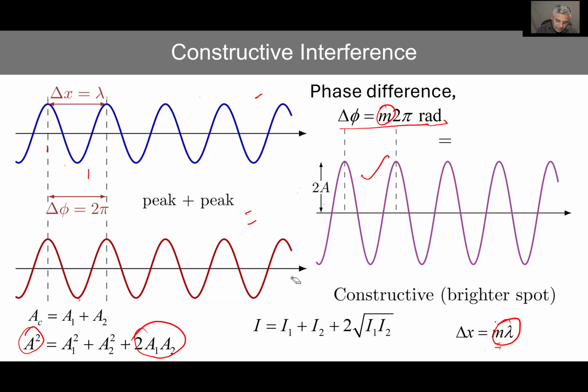So we can write something like this. Since I is proportional to A squared, A is proportional to the square root of I. That's why when we have just A1, we have just I1 under the square root. So by how much the brightness increases, we can tell by just doing this.